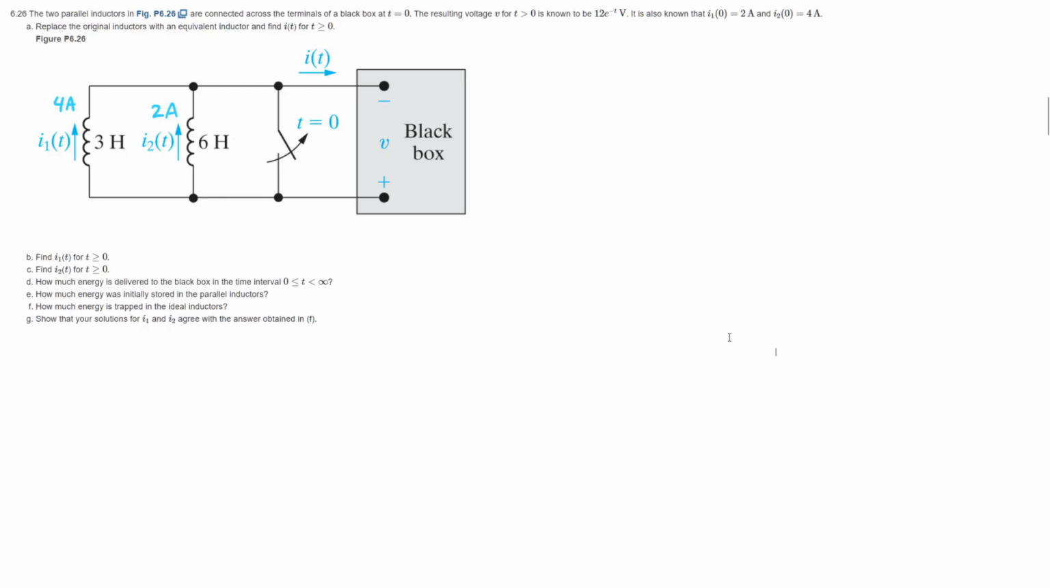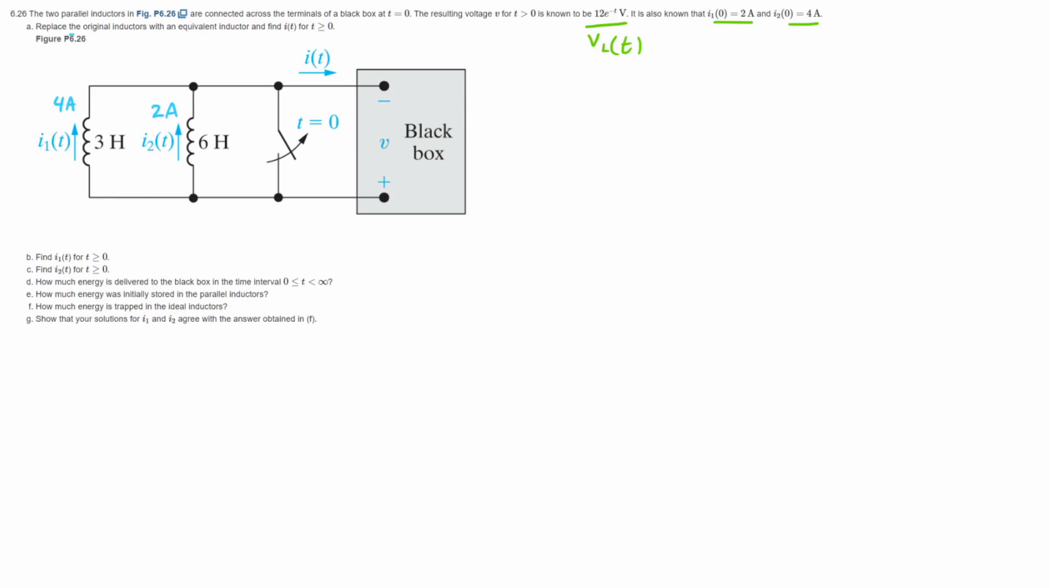So these two parallel inductors are connected across the terminals of a black box right here at time equals 0. Now we're given a function for the voltage with respect to time. So say this is v(t) for both of these inductors. And we're also given the initial currents. So initial current through these two, 4 amps and 2 amps respectively.